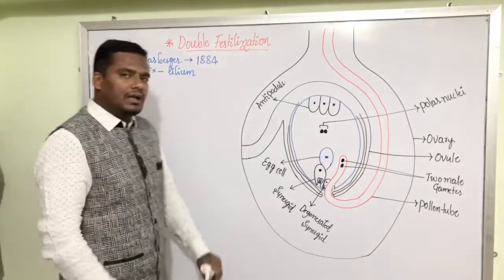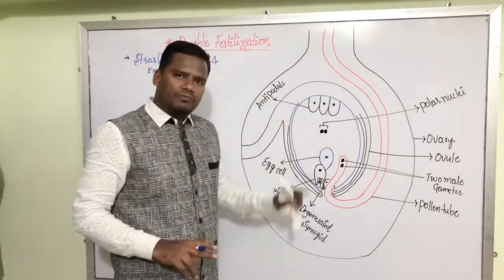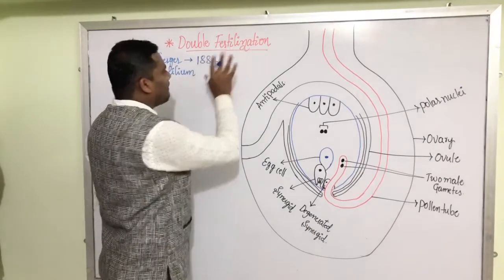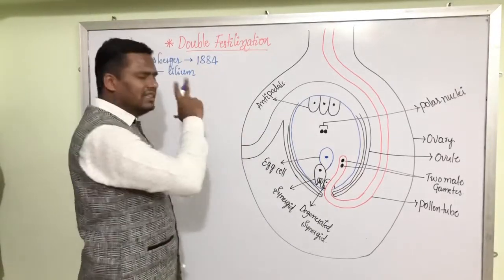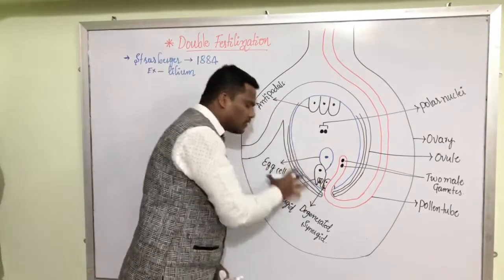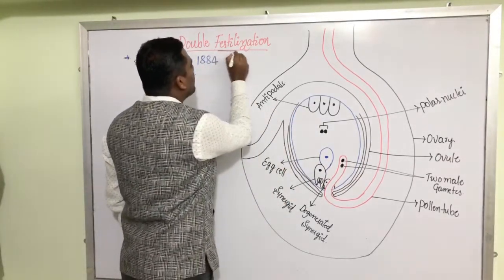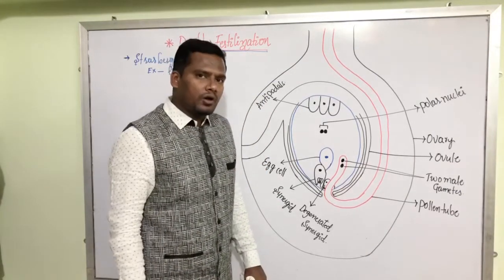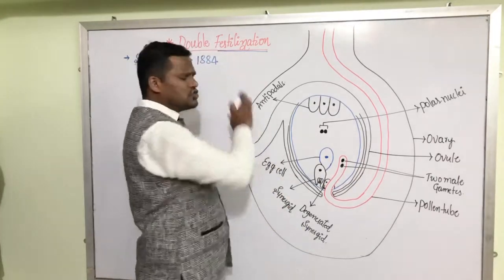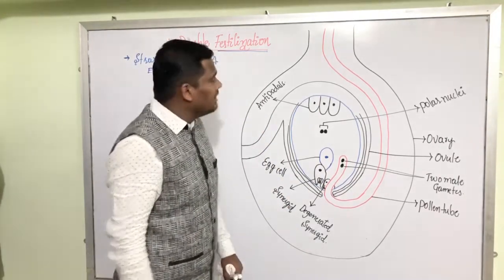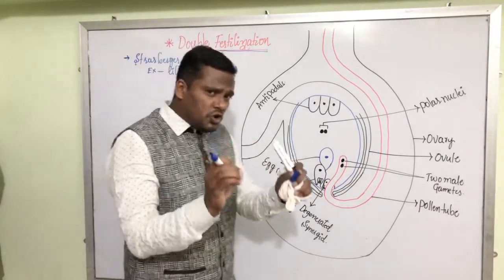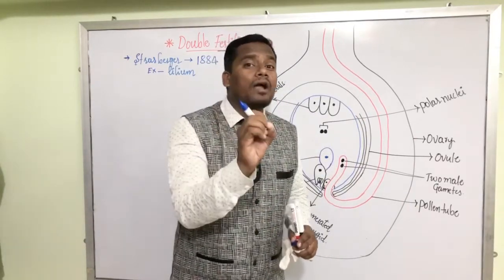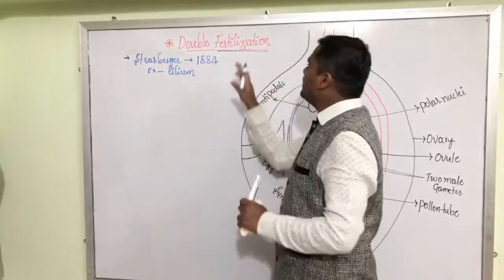Now let us understand the double fertilization event in detail with the help of this diagram, and by the end of our discussion we'll try to define what is double fertilization. Before we discuss the process in detail, what do you mean by fertilization? This word we have studied in the first chapter, Reproduction in Organisms. Fertilization is also called syngamy. Fertilization means the fusion of a haploid male gamete with a haploid female gamete to form a diploid zygote. That process is called fertilization.